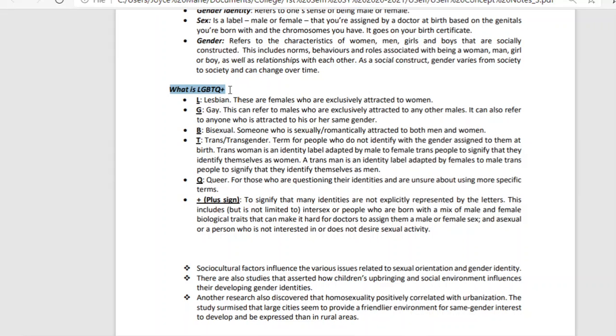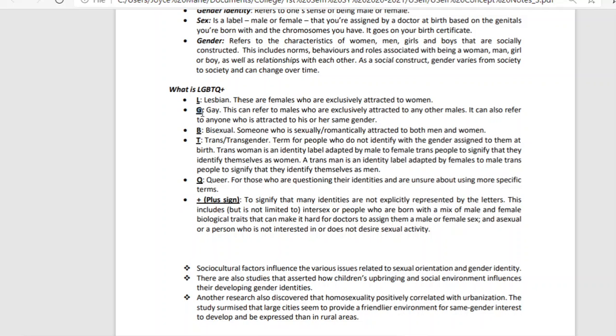So L is for lesbian. Lesbians are females who are exclusively attracted to women. G is for gay. This can refer to males who are exclusively attracted to other males. It can also refer to anyone who is attracted to his or her same gender.